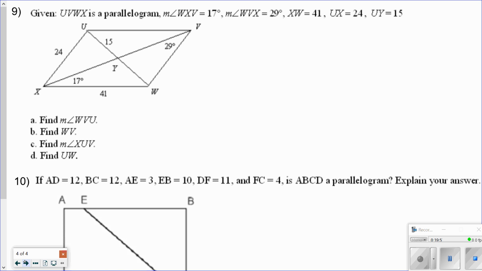We want to start off by finding the measure of WVU, which is this angle measure right here. Well, we do know what this angle is, and it's 29, which means I need to figure out what is this angle measure here. Well, if I look at my diagram, I know that this is 17. So if this is 17, that means this angle is also 17 because they are alternate interior angles. These lines are parallel. So I now just need to add these two up together, and I end up getting 46 degrees.